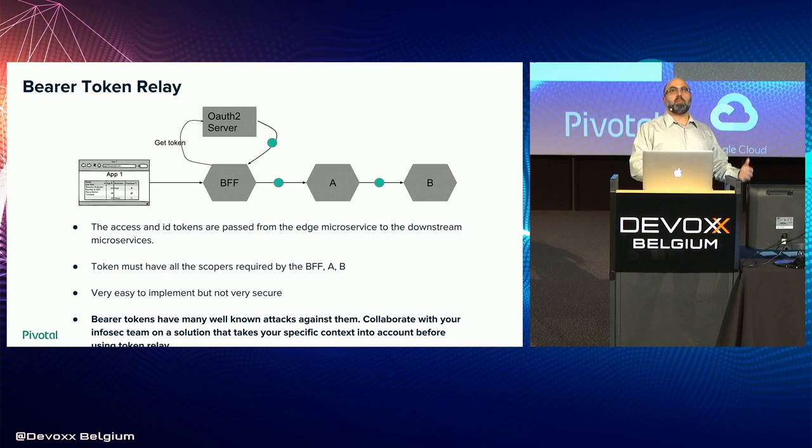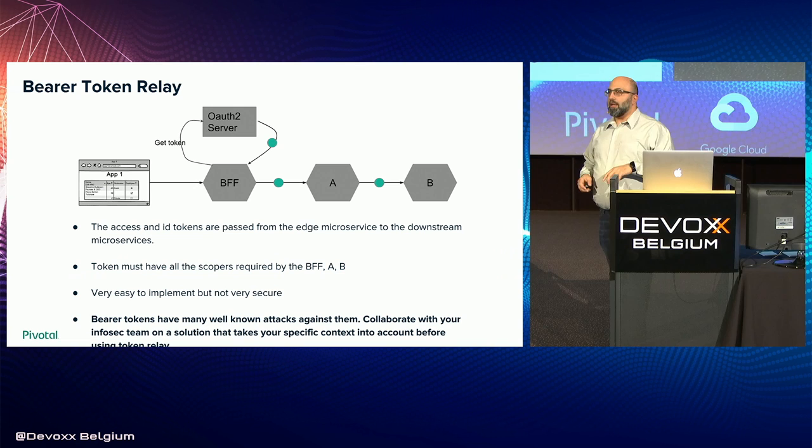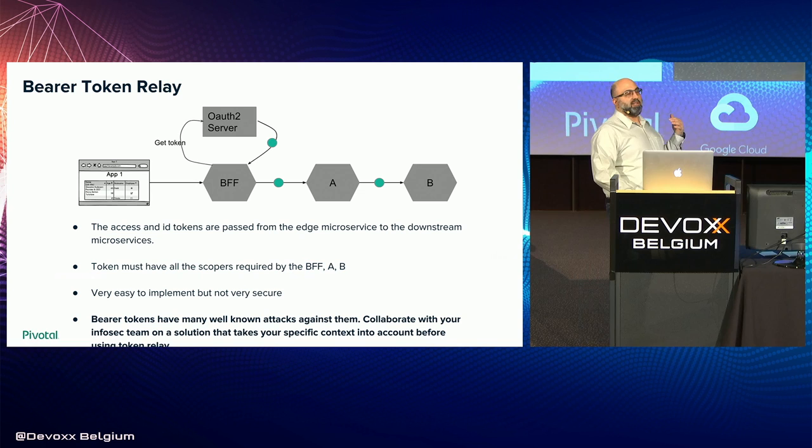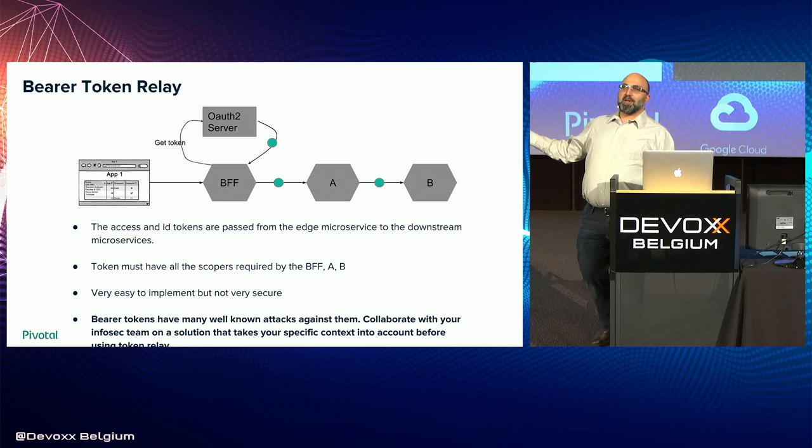There are problems with this approach. A problem is that my token needs to have all the scopes in it. So the token would have to have the scopes for the BFF, for A, and for B. So my tokens can get pretty large, and the more stuff you put in the token, like scopes, the more dangerous your token is, because if somebody gets it, they can do a lot with it. Can you imagine? I need to call the money transfer microservice, and I need to call the locate me the nearest ATM microservice. Boom, get a token that has those two scopes in it. Maybe not a good idea.